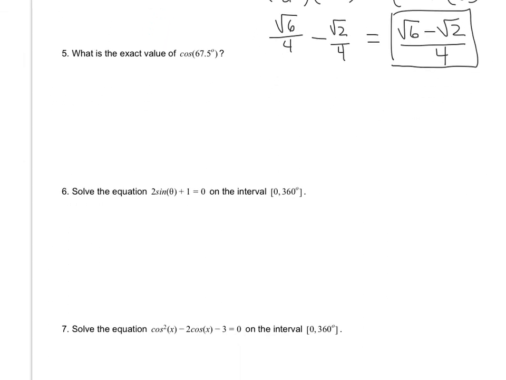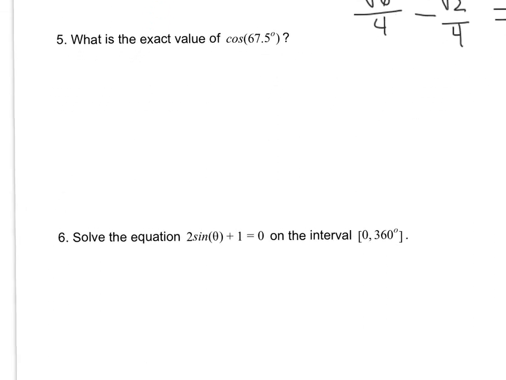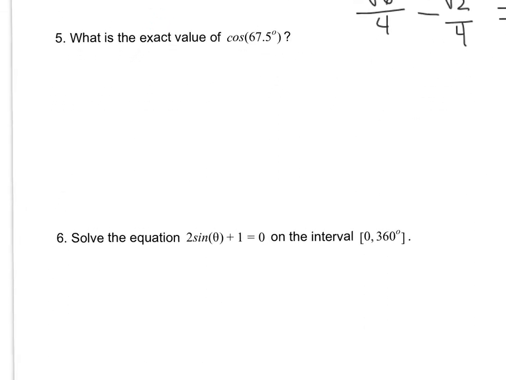Okay, let's look at number 5. Number 5 says, what is the exact value of the cosine of 67.5? Now I can't think of two numbers that add or subtract to give me 67.5, but we also have an angle formula that will cut it in half. So we have what's called the half angle formula.